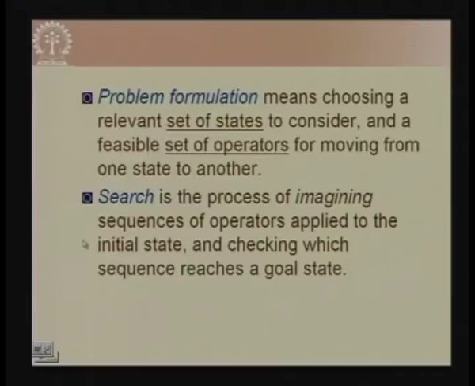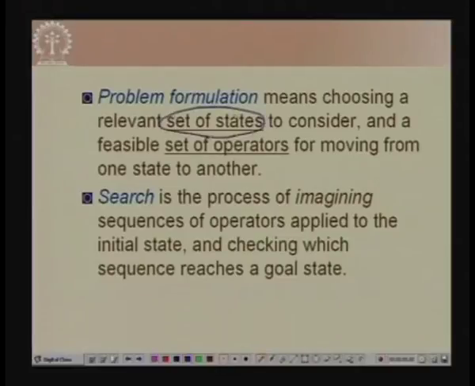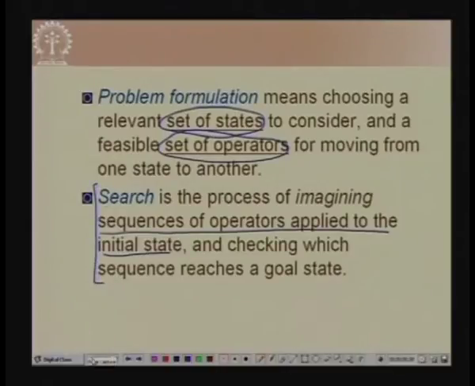Now, in this class, we are going to talk about problem formulation. What is problem formulation? Problem formulation means choosing a relevant set of states to consider and a feasible set of operators for moving from one state to another. So, given a problem, we want to formulate the problem in terms of a set of states and a set of operators or actions. Search, as we will see, is the process of imagining sequences of operators applied to the initial state and checking which sequence reaches a goal state. We will elaborate on this further.